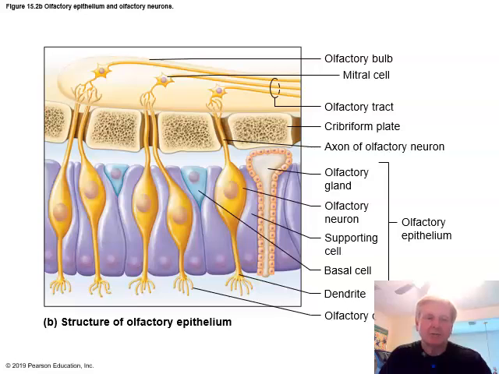And this is a close-up showing you the structure of the olfactory epithelium, showing you the basal cells, the stem cells, which are the cells that replace the olfactory neurons. And then you have the supportive cells, which are anchoring cells.